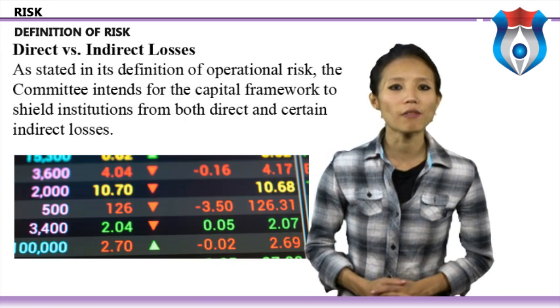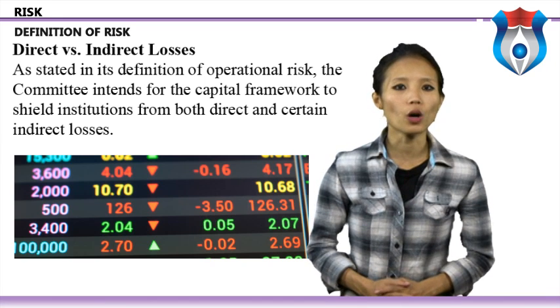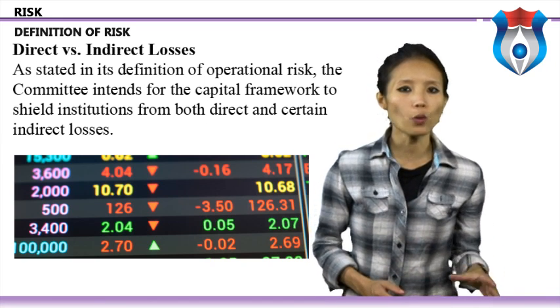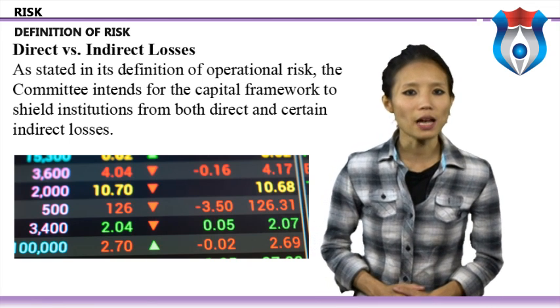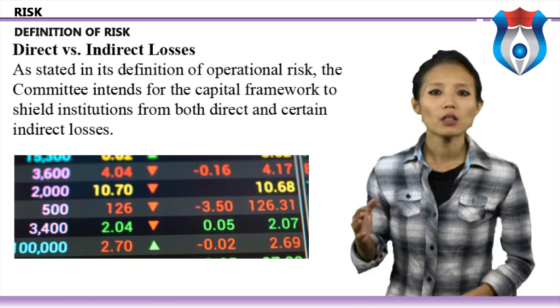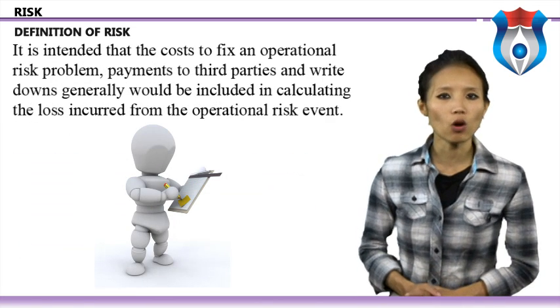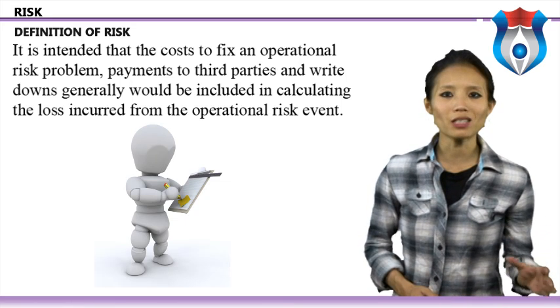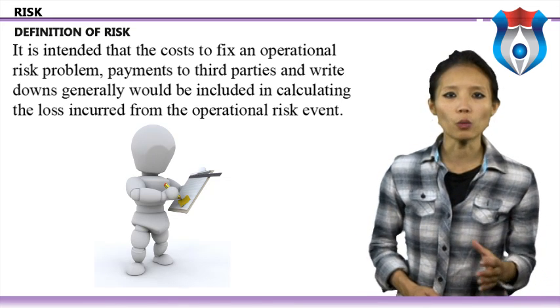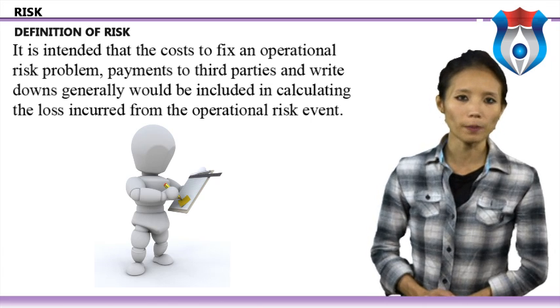As stated in its definition of operational risk, the committee intends for the capital framework to shield institutions from both direct and certain indirect losses. At this stage, the committee is unable to prescribe finally the scope of the charge in this respect. However, it is intended that the cost to fix an operational risk problem, payments to third parties, and write-downs generally would be included in calculating the loss incurred from the operational risk event.